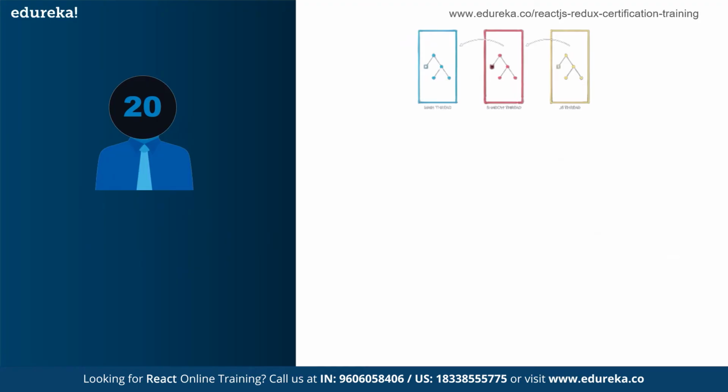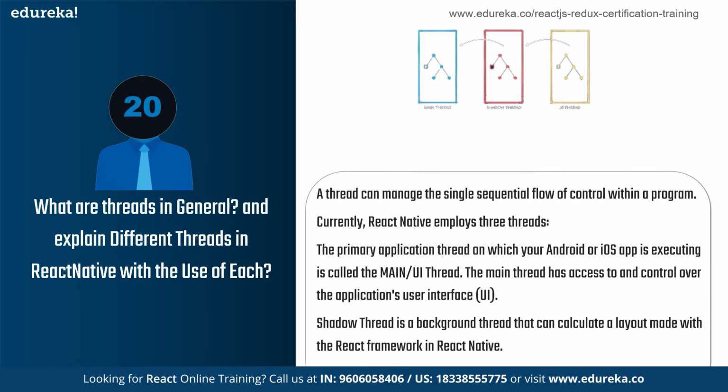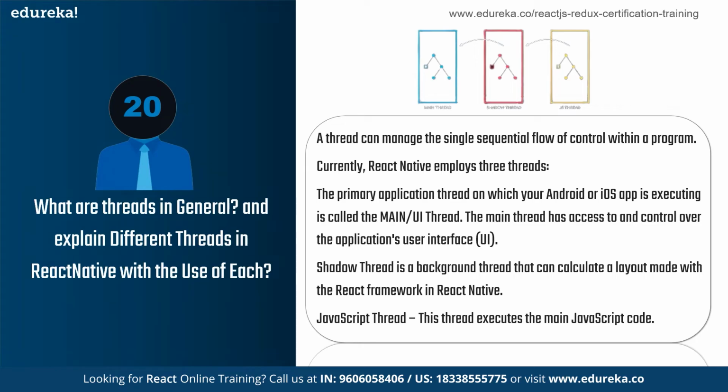Now, we will see the last and final question of the advanced level. What are threads in general, and explain the different threads in React Native with the use of each. Here you can see the three threads: the main thread, the shadow thread, and the JavaScript thread. A thread maintains a single sequence of flow of a program. As of now, React Native employs only three threads. As I said before, we have three threads, that is main thread, shadow thread, and JavaScript thread.